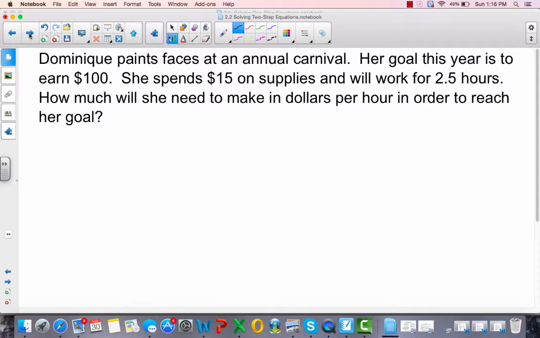Dominique paints faces at an annual carnival. Her goal this year is to earn $100. She spends $15 on supplies and will work for 2.5 hours. How much will she need to make in dollars per hour in order to reach her goal? So she wants $100. So we write that she wants $100. She's going to work for 2.5 hours. Okay? And we want to know how much per hour she's going to make.